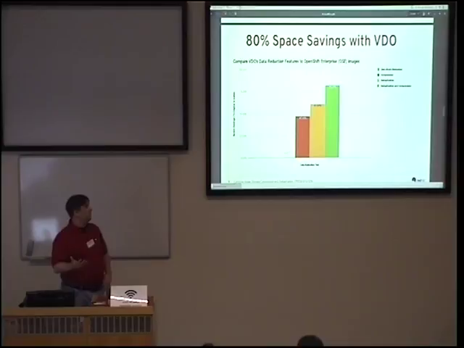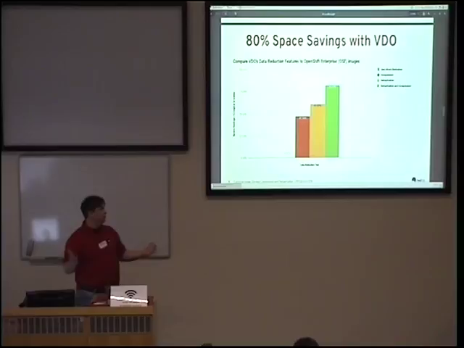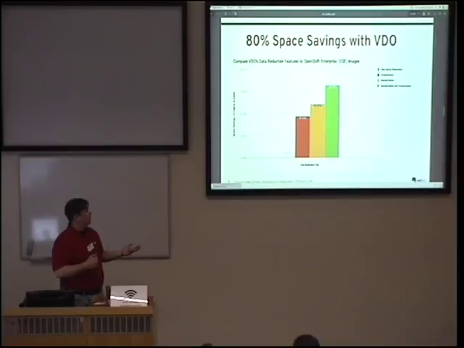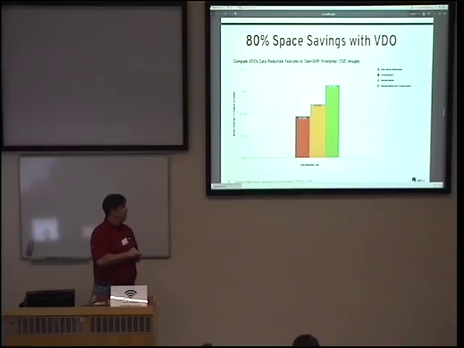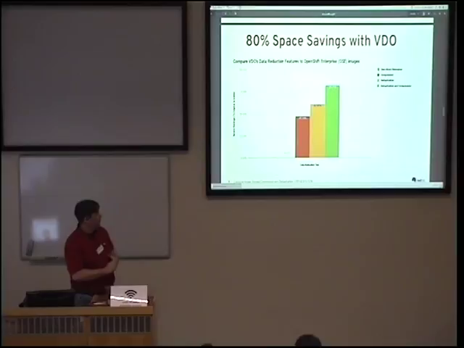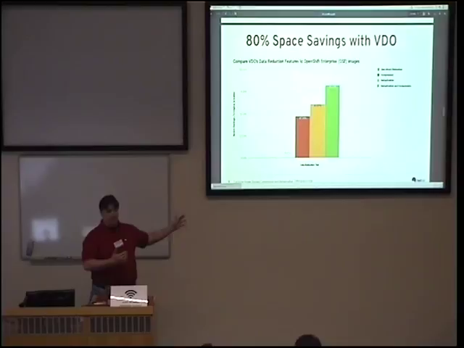Then we ran the same test with compression only turned on. And with compression only turned on, with all of these images being stored on the system, we found 47% space savings from VDO. Again, we ran the same test, writing all the images to VDO and that storage layer, and we found that there was 61% space savings. So you can see this great space savings from compression and from deduplication.